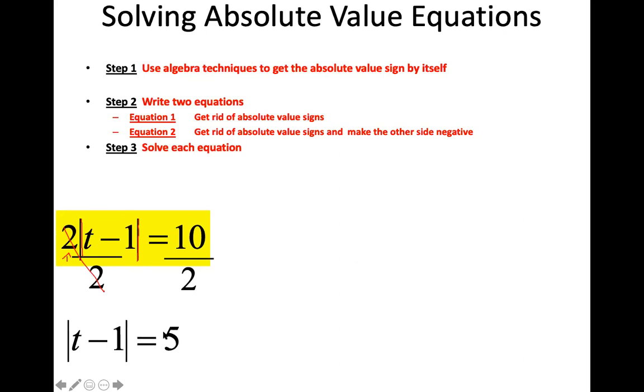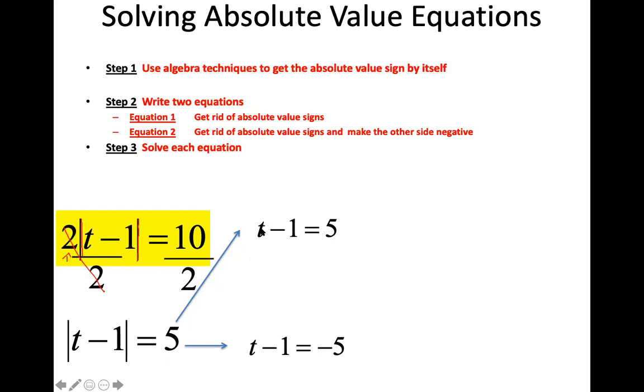Set up the two equations. That would be t minus 1 is equal to 5. All we're doing is erasing the absolute value symbols. And the second one, same thing, t minus 1, but equal to negative 5. In other words, we're just writing 5 and negative 5.